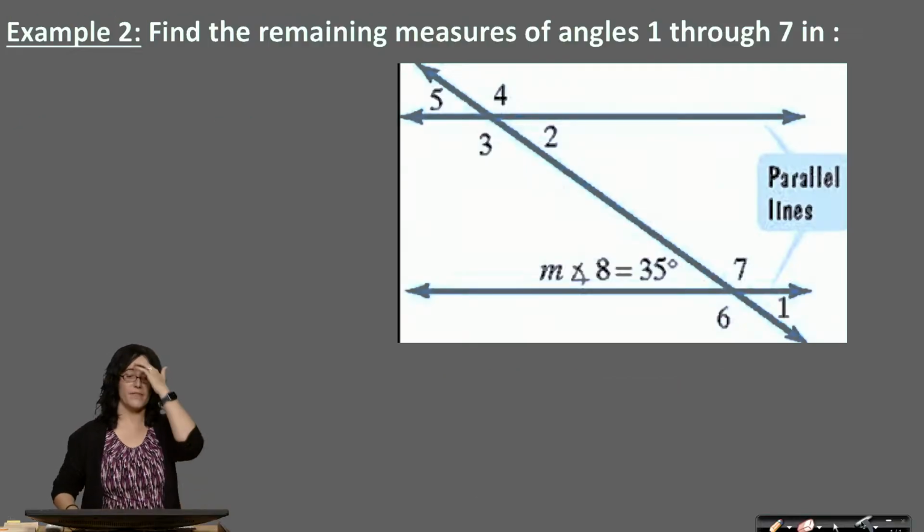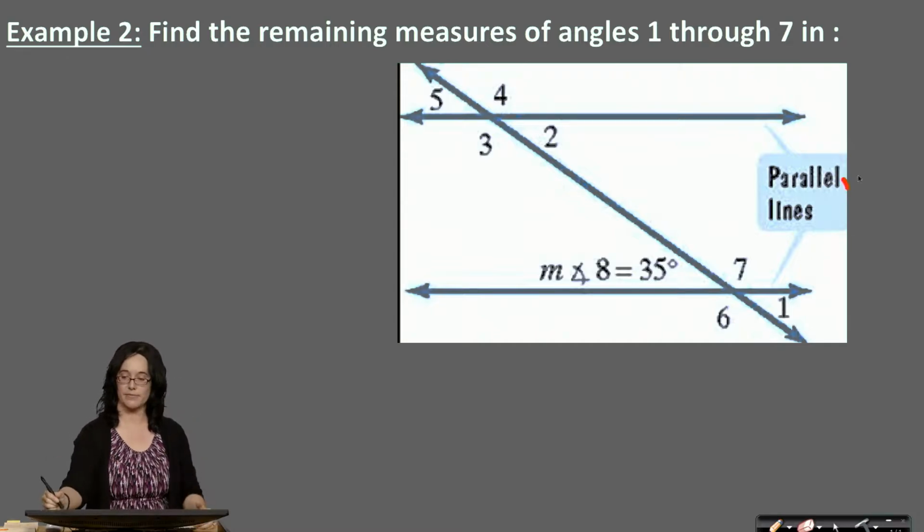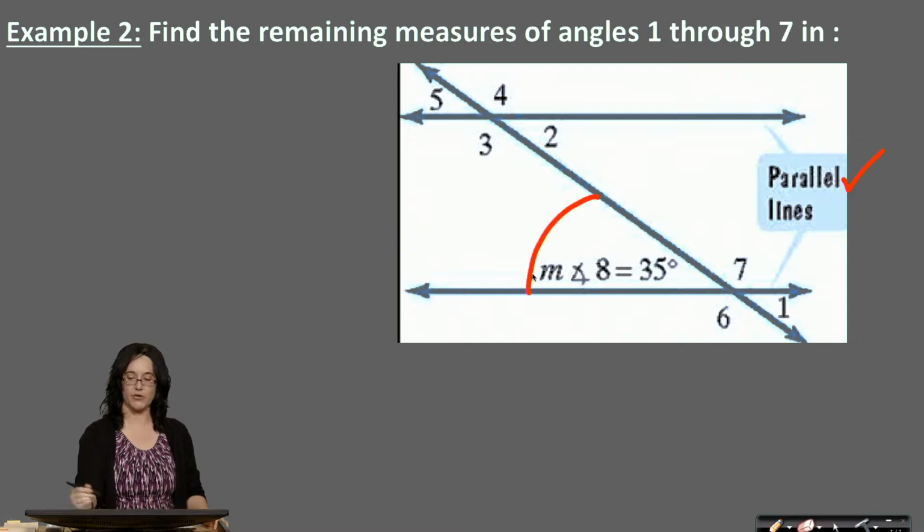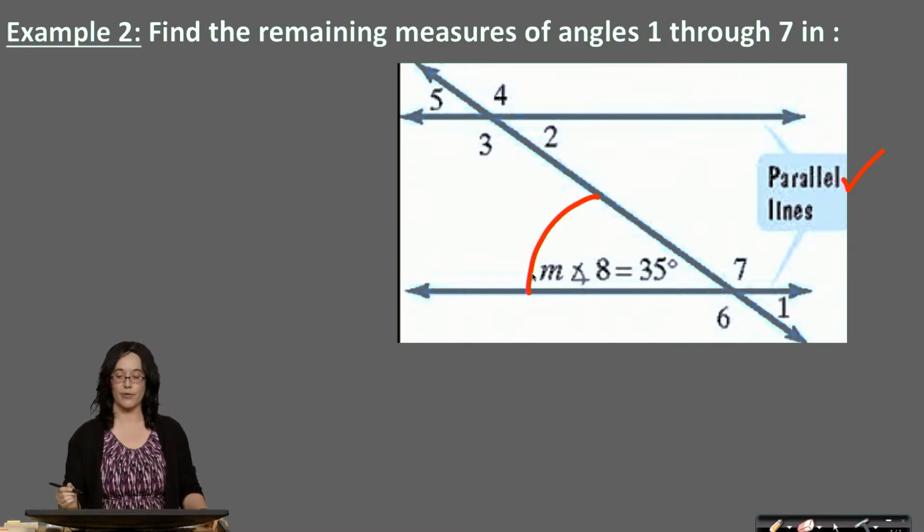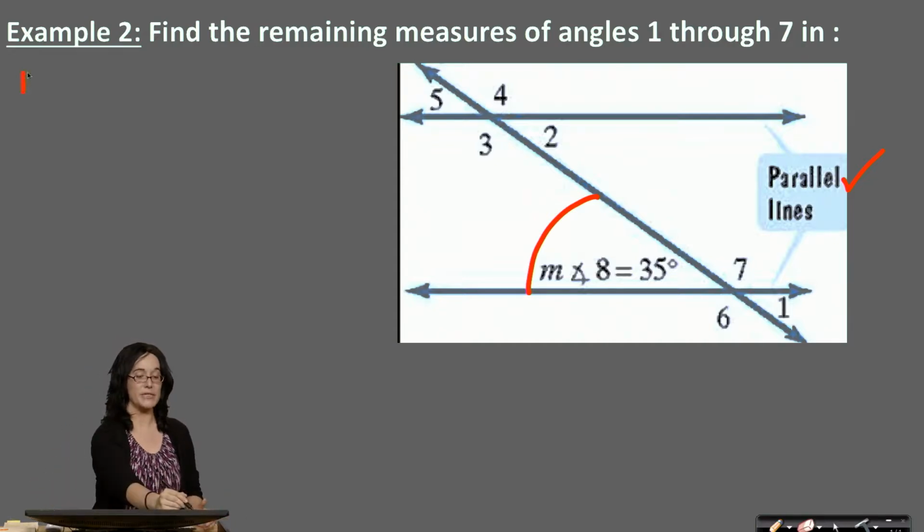Example 2. Find the remaining measures of angles 1 through 7 in this picture. So in this picture, we have two parallel lines, right, cut by a transversal, creating our 2 different intersections, which each have 4 different angles, so a total of 8 angles. Here, notice that they've already told us that the measure of angle 8 is equal to 35 degrees. So if we want to come up with the rest of them, we need to know the measure of angle 1, the measure of angle 2, the measure of angle 3, etc.